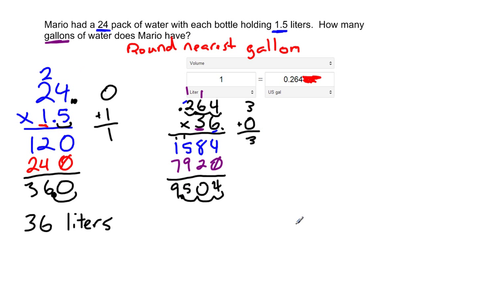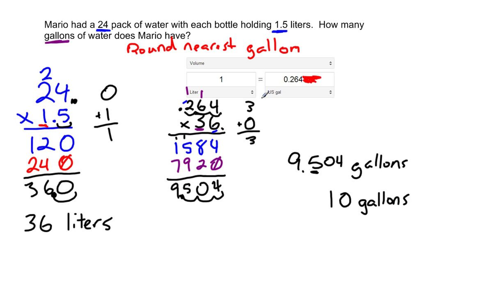So Mario has 9.504 gallons, which we could round up depending on how the question asks. If we just care that this is a number, we can say, since this is 5 or more, this would round up. We could say this is 10 gallons.